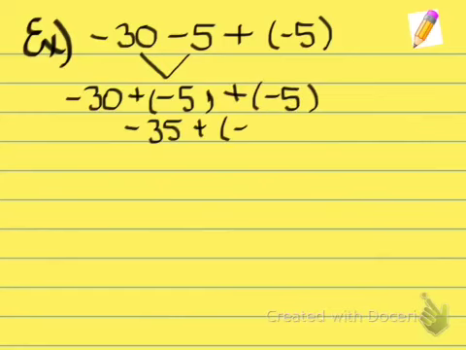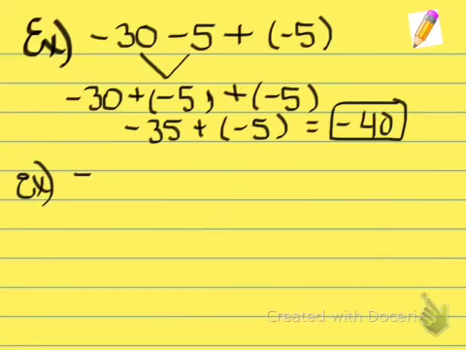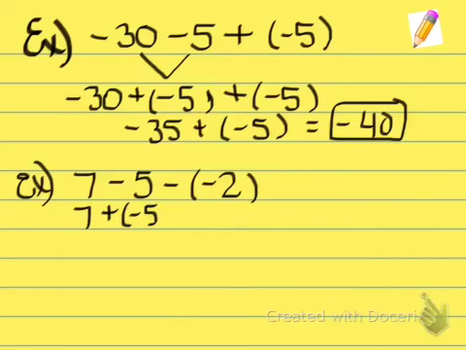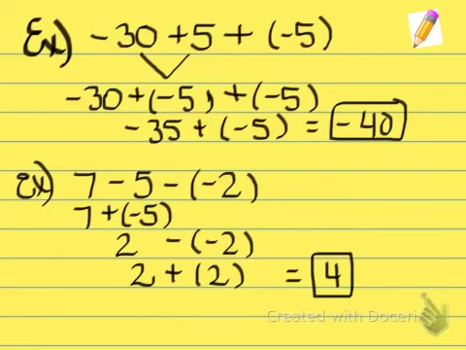Another example again with more than one operation. Make sure you write both of these examples down. Make sure you understand them. Negative 30 plus negative 5 plus negative 5. Okay, they're all negative, so you can add everything up, whichever order is best for you.